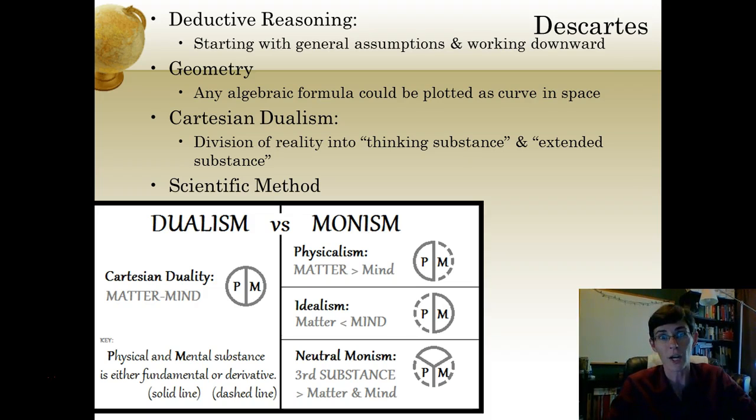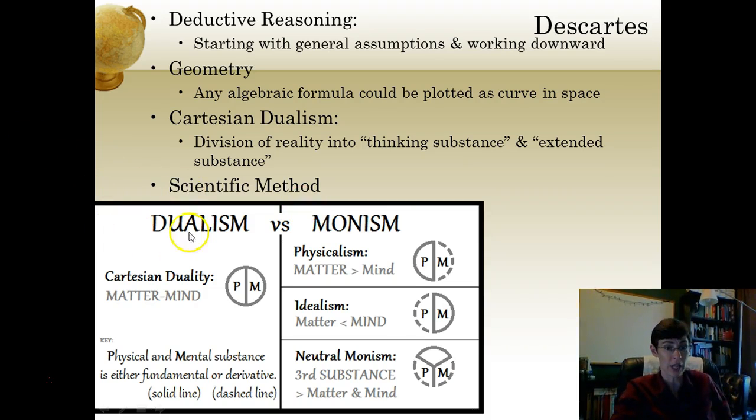So documents are coming, and that will help explain what these things are. But you should understand what Cartesian dualism is. The scientific method is very important. Descartes added on to that and kind of advanced it further. So I want us to take a look at this little chart down here, dualism versus monism.